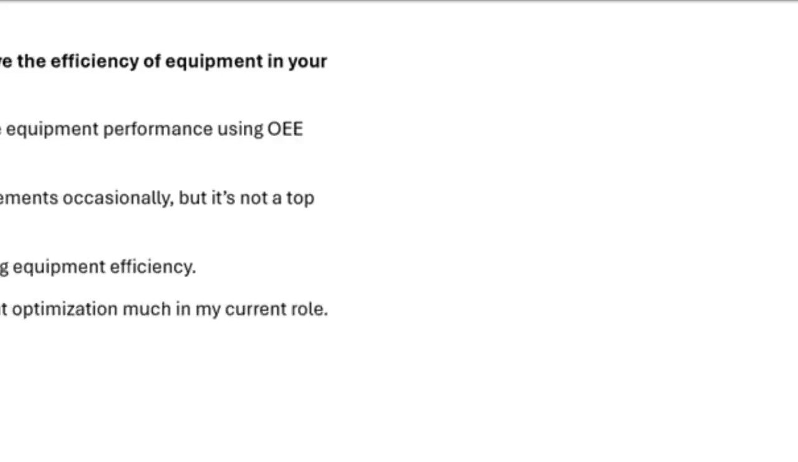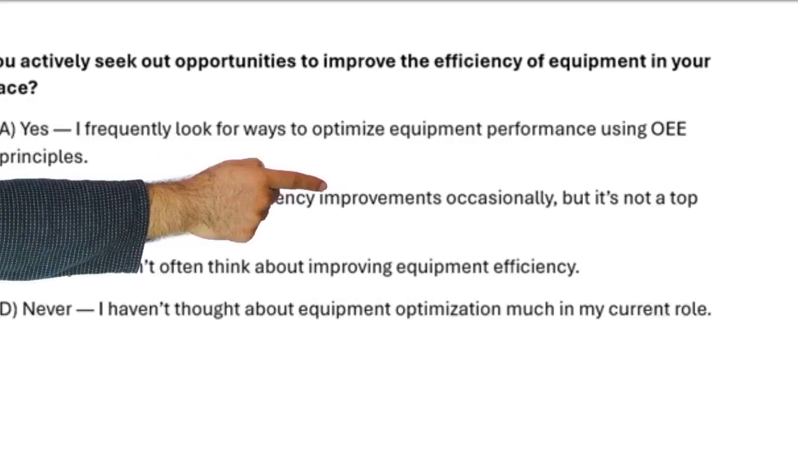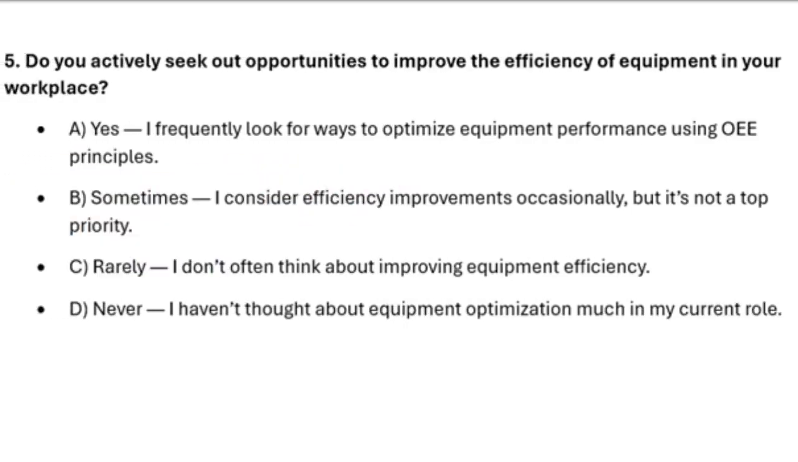Do you actively seek out opportunities to improve the efficiency of equipment in your workplace? A. Yes. I frequently look for ways to optimize equipment performance using OEE principles. B. Sometimes. I consider efficiency improvements occasionally, but it's not a top priority. C. Rarely. I don't often think about improving equipment efficiency. D. Never. I haven't thought about equipment optimization much in my current role.